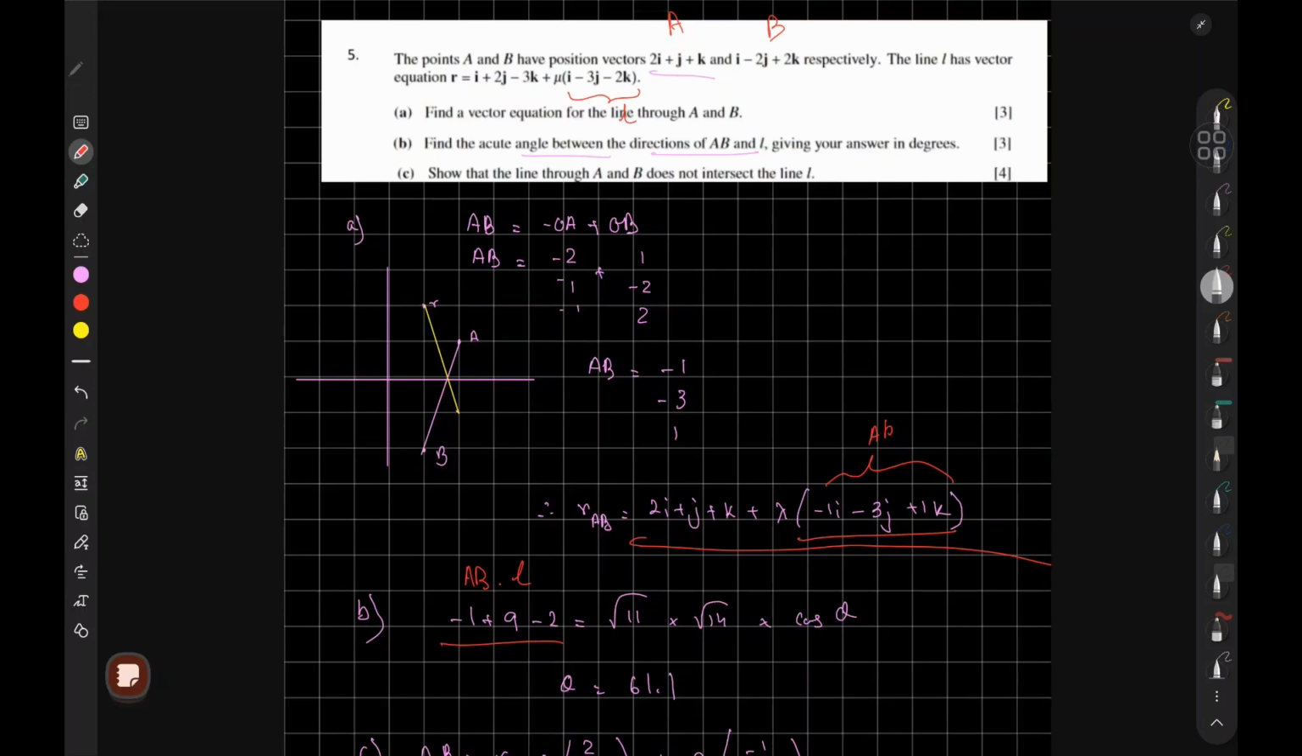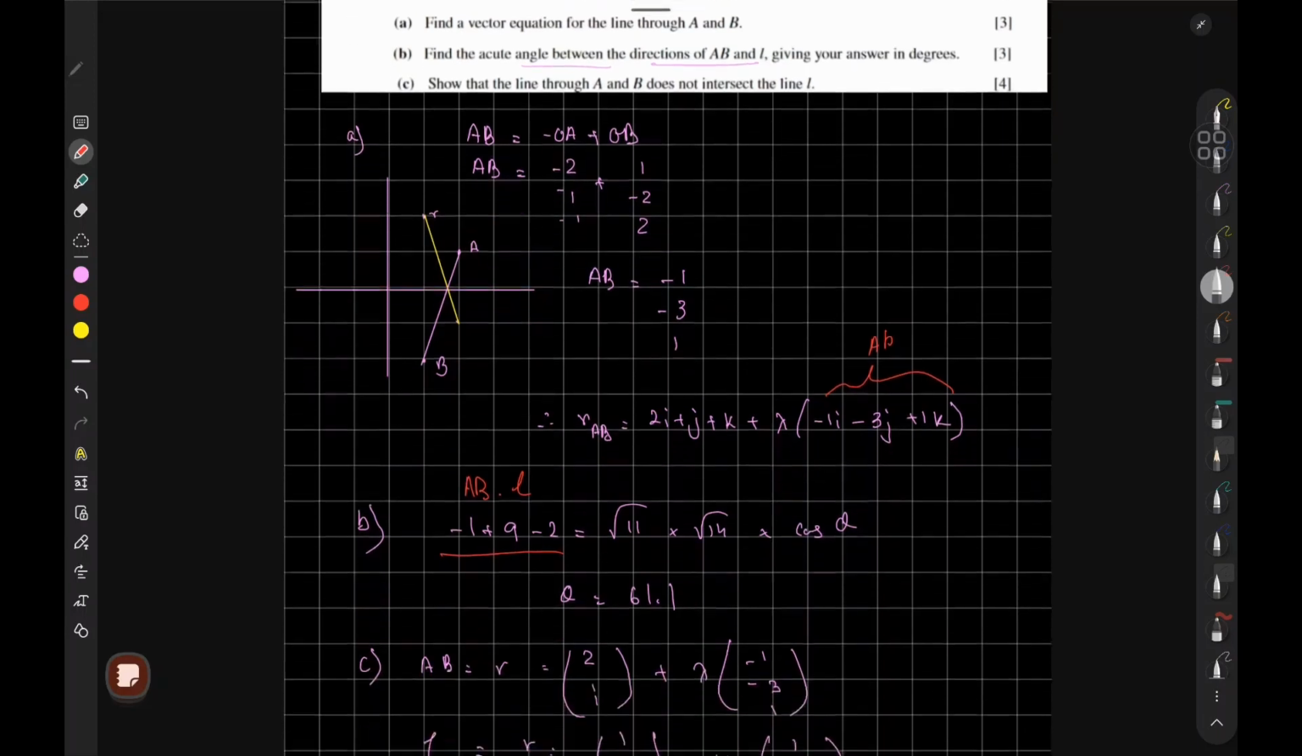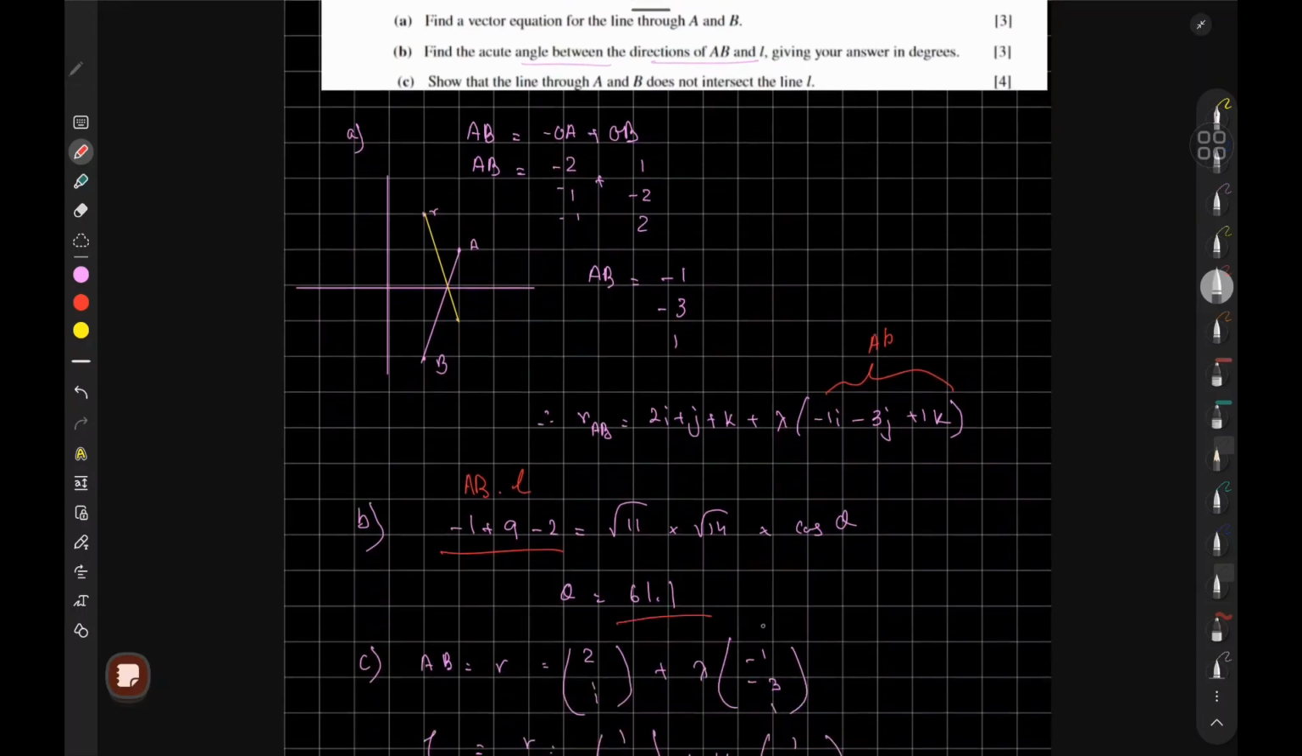On the right hand side, you have the two moduluses multiplied. So basically mod of AB, you root the square of all of the values, and you do the same for the other as well. You root the square of all of the coordinates, and you get root 11 and root 14 times cos theta. Cos theta you don't know, find out theta, and theta is going to be 61.1. So that is your value for theta.